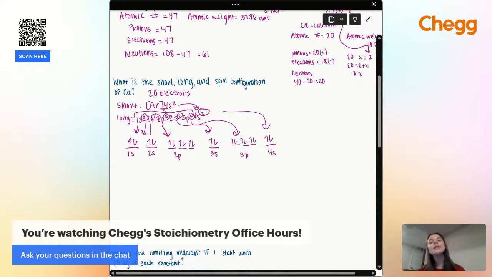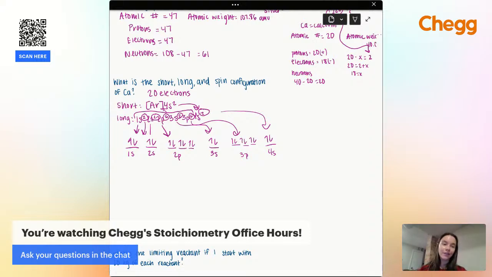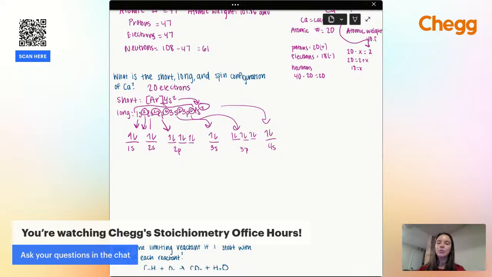Hopefully that's making sense. If you have any questions on electron configurations, again, feel free to type those in the chat. I'd be more than happy to go over them with you.